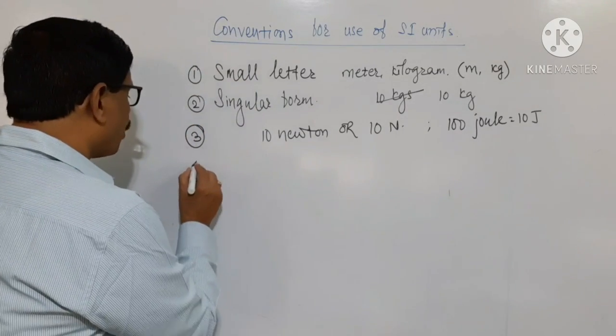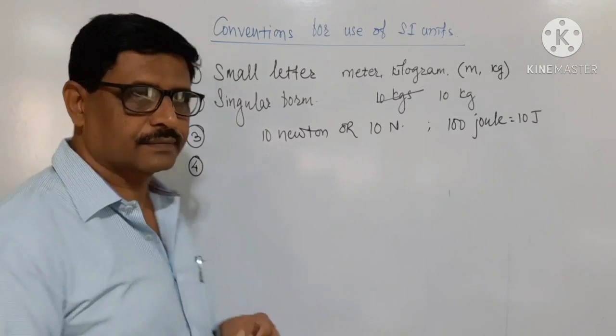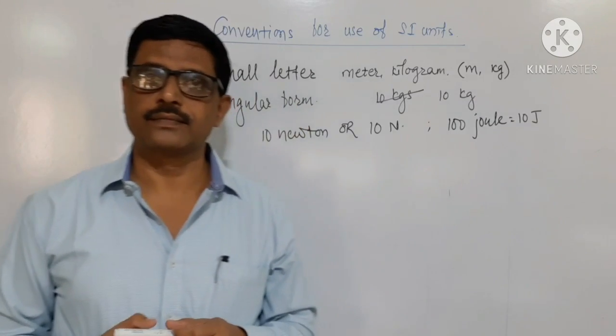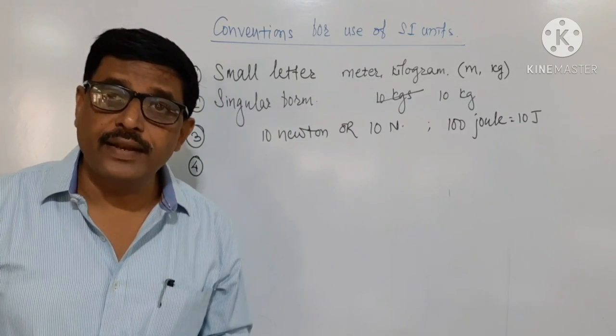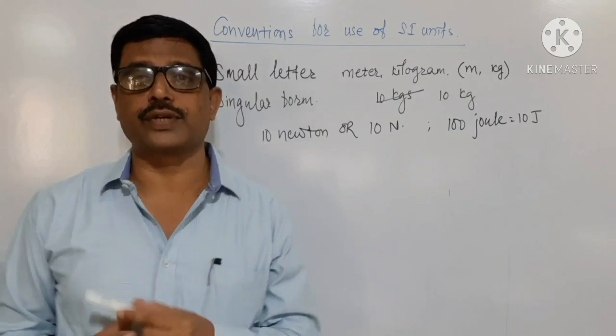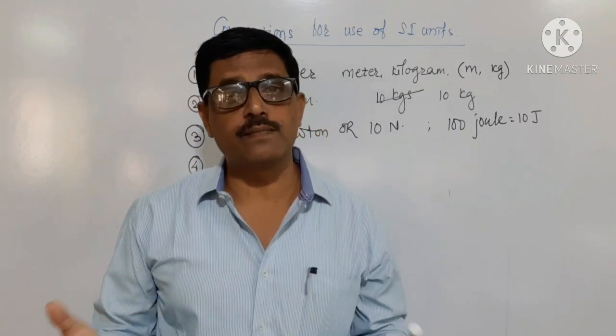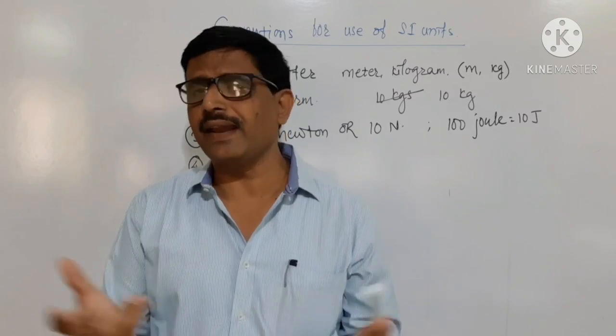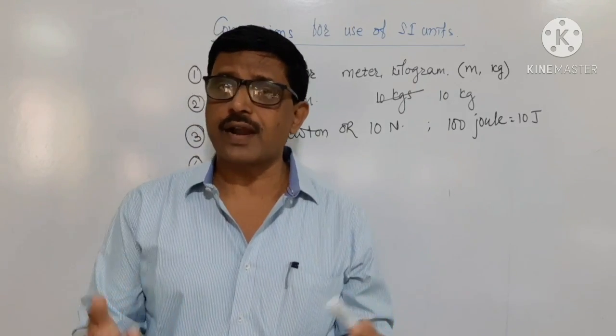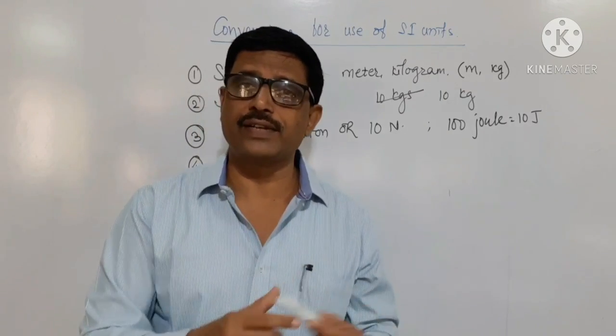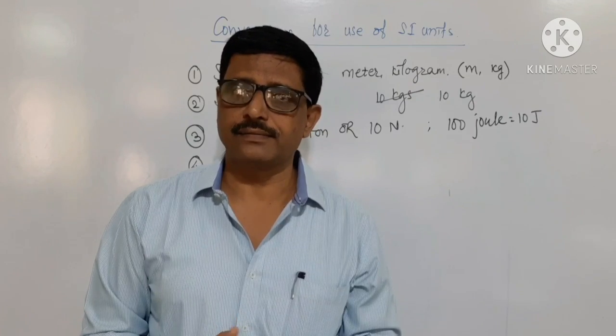Then, the fourth thing is that there should not be any punctuation mark after the unit. There should not be a full stop, inverted comma, question mark, or exclamation mark. Anything should not be there after writing a physical quantity with its unit.